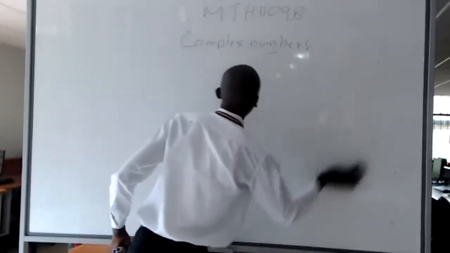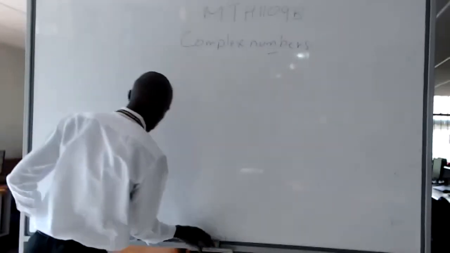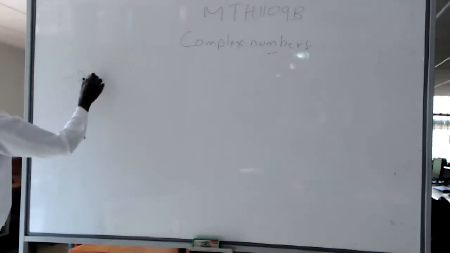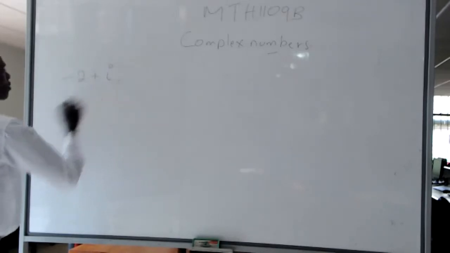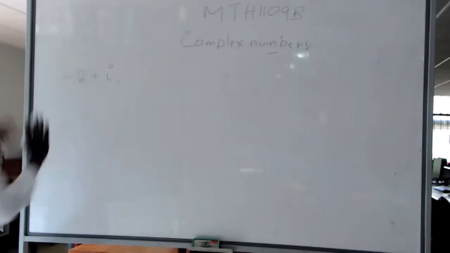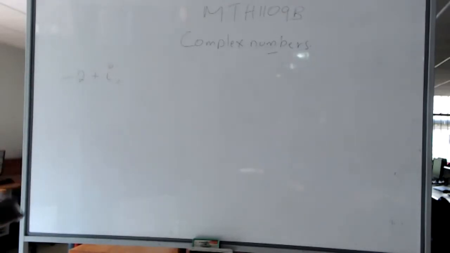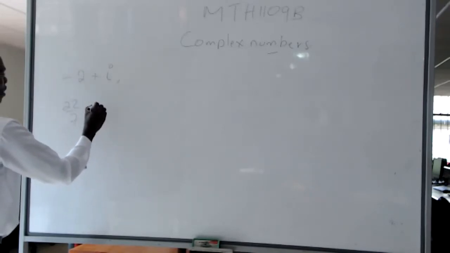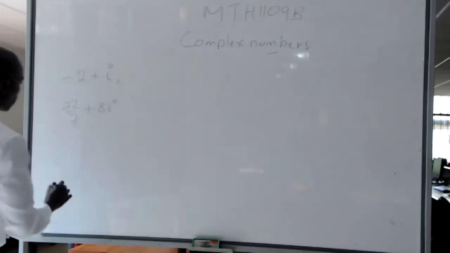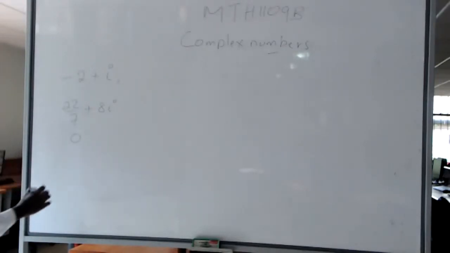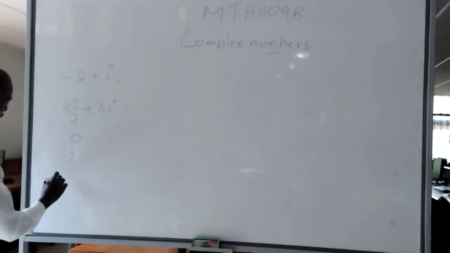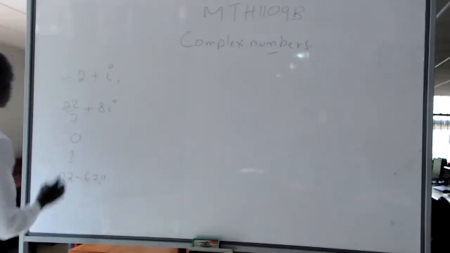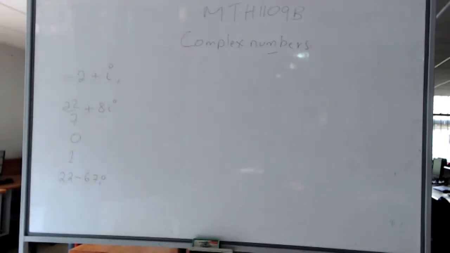So after defining complex numbers, of course, having given you examples, if you want more examples, you will have -2 plus I is a complex number. So let me write some complex numbers and you will tell me the real part and the imaginary part. Let me also have 22/7 plus 8I. Let me have 0. Let me have 1. Let me have 22 minus 67I. Okay, so let's go quick.